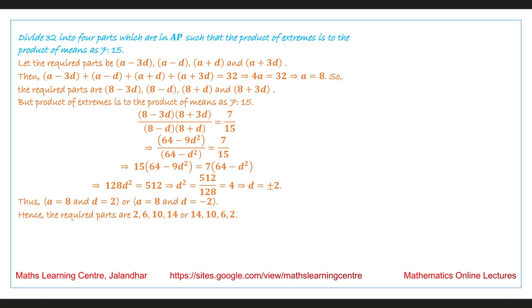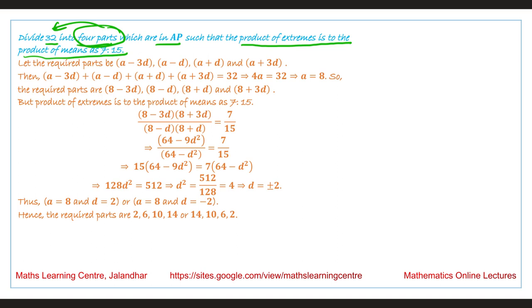Next is divide 32 into 4 parts which are in AP such that the product of the extremes is to the product of the means as 7:15. So this ratio is given to us. So we have to divide 32 into 4 parts. It means the sum of those 4 numbers in AP is 32.